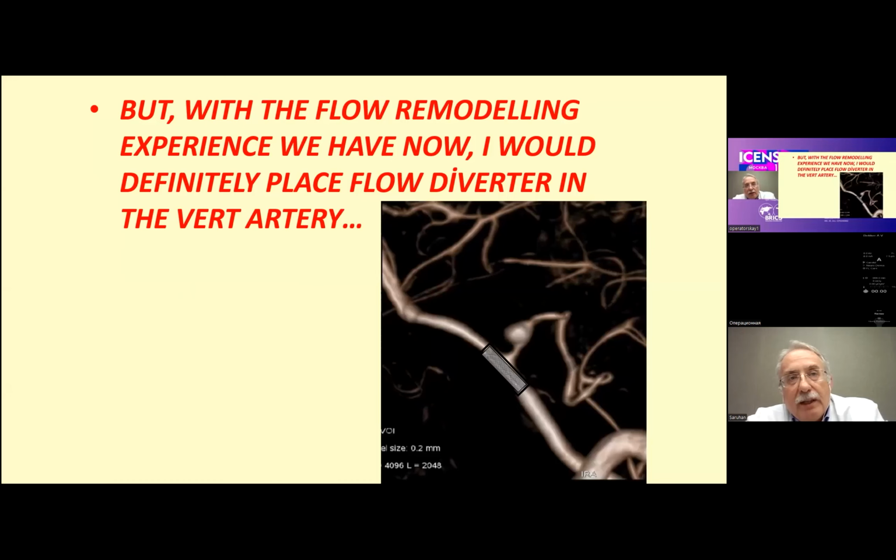So basically, the thing here is sometimes we fail. The reason is not the concept failing. How many flow diverters are needed in the beginning? We don't know. It's hard to predict. We just know it with experience.